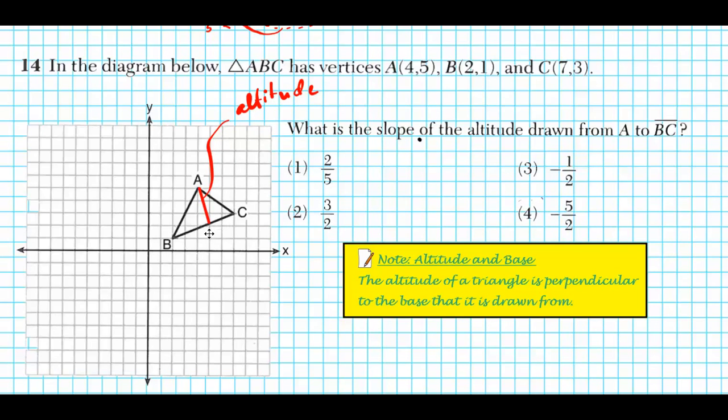Okay. Now let's call this point ABC. Let's call it D. The question is asking for the slope of AD. What is the slope of that segment?